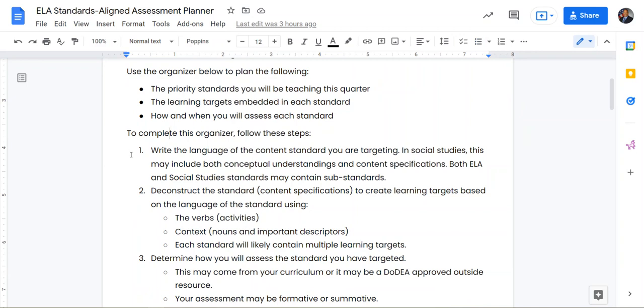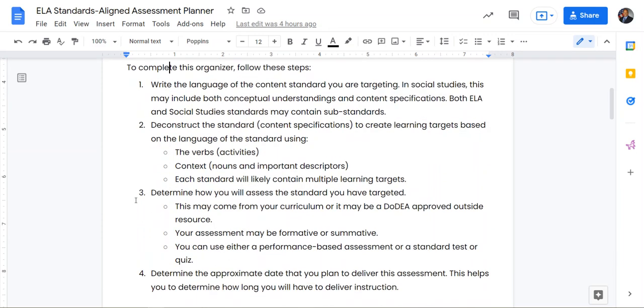I will quickly review the 4 steps. You're going to write the language of the content standard you're targeting. You're going to deconstruct the standard. Based on that deconstruction, where you're looking at the verbs and the context, you want to determine how you're going to assess the standard. And then you're going to figure out an approximate date that you plan to deliver this assessment.